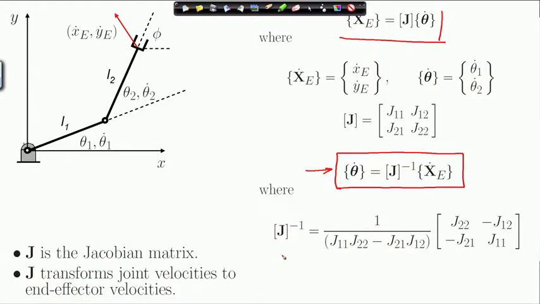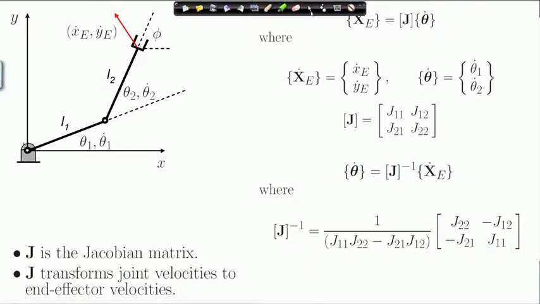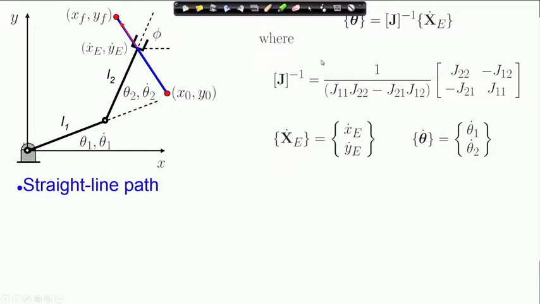So, we have noted that in the inverse velocity relation we require the inverse of the Jacobian, and the inverse of the Jacobian has this denominator term which is the determinant of the Jacobian. So, this determinant must be non-zero in order for the Jacobian to be invertible. So, this is our inverse velocity relation.